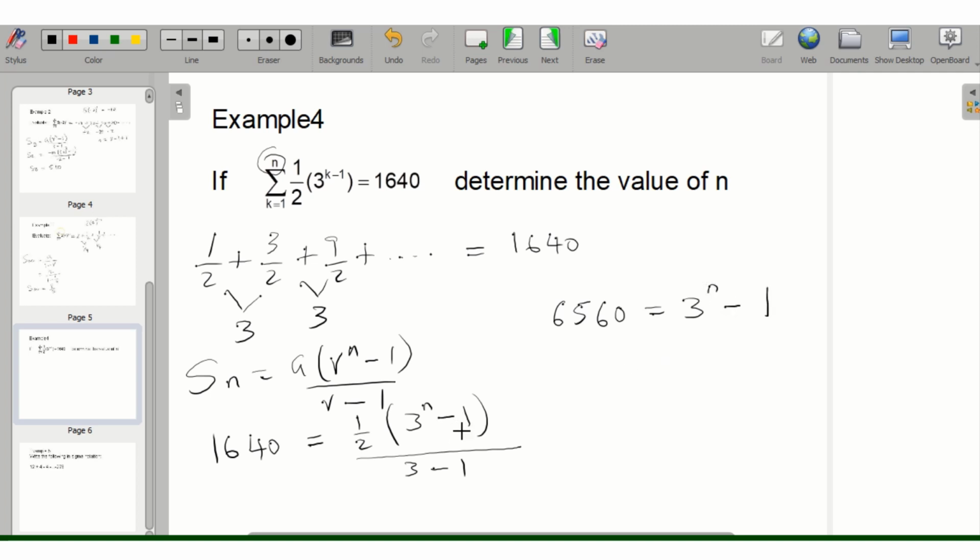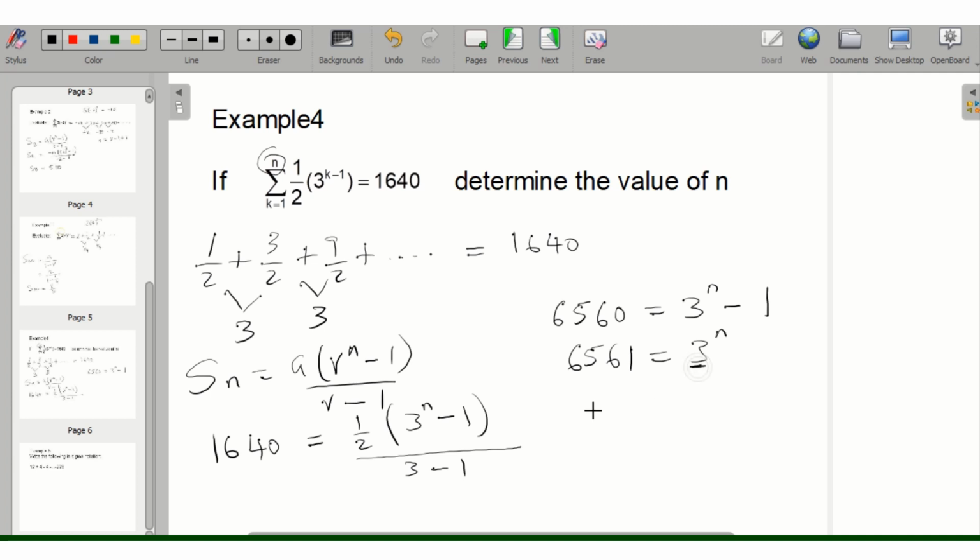So you just have this part. Half divided by 2, that's 1 over 4. Multiplying by 1 over 4 or dividing by 1 over 4 on both sides, you get 6560, and you are left with 3 to the power n minus 1. You transpose this minus 1, you have 6561 equals to 3 to the power n.